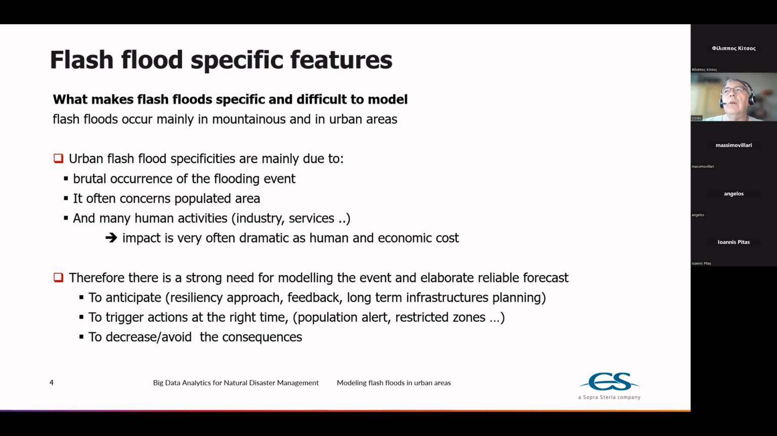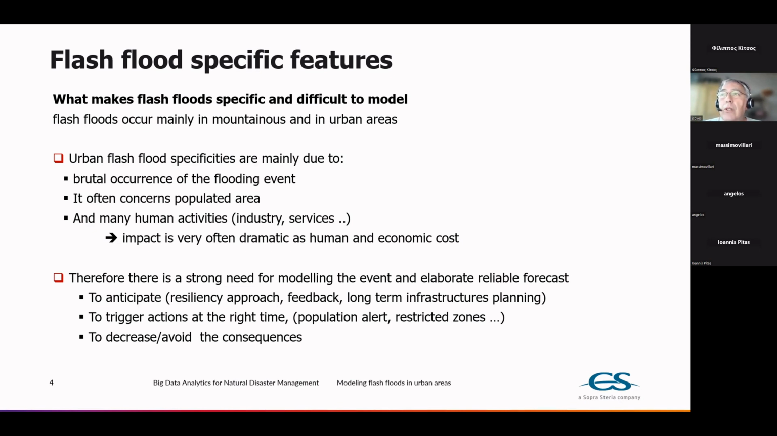Urban flash flood, you have to take brutal occurrence. This means you have very few time to get ready. They occur very often in cities or at least populated area. This means a dramatic risk for the human being, but also for all human activity. This means industry, services, infrastructure. So very often the impact is very dramatic, even if the surface area is not so large. And as you know, the economic point of view is very important.